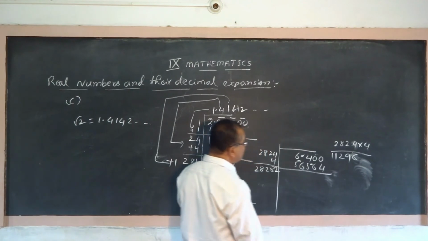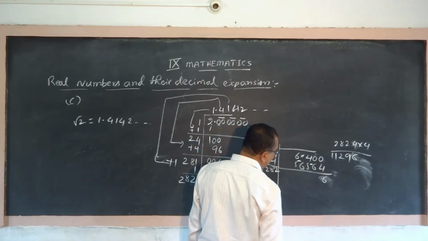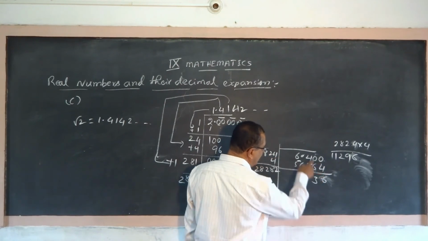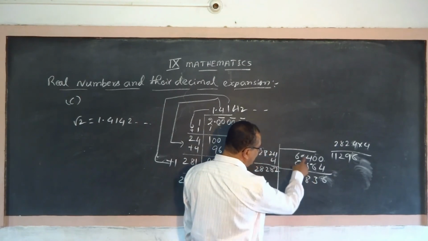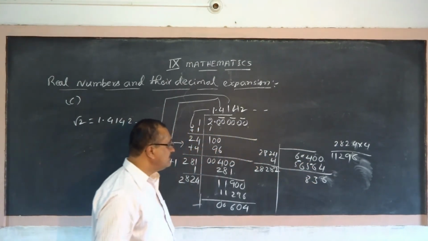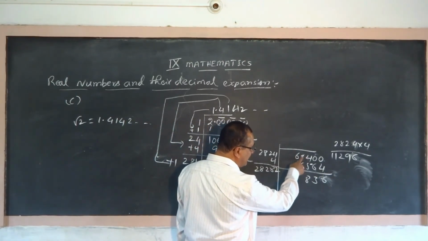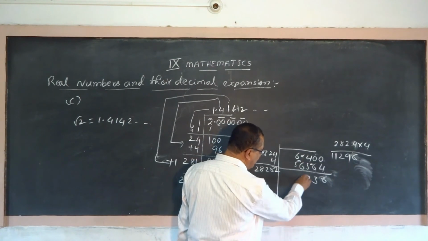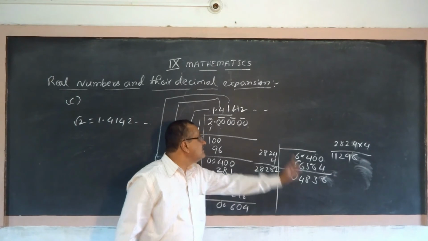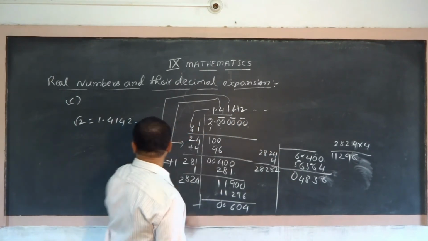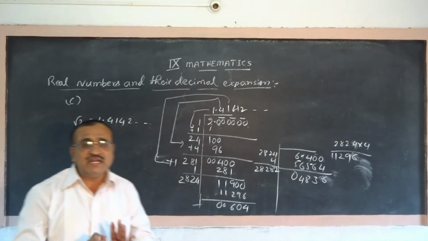Subtract, how much is it? 10 minus 4, 6. 9 minus 6, 3. Here it is 13 minus 5, 8. Borrowing from here, 10 remains. 10 minus 6, 4. It is 04836. Here 28000. Therefore I have written 4142 and so on. It continues and does not end.